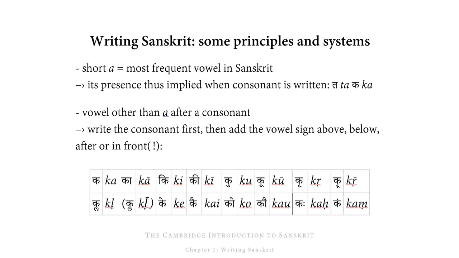The signs for u and ū are added below the consonant sign. So here we have ku and kū. Then we have kṛ and kṝ. These are what we call vocalic R's. You will see when you encounter more Sanskrit words what the difference is between a vocalic or a vowel R and a regular consonant R. Then we have L also functioning as a vowel. So we have kḷ and kḹ.